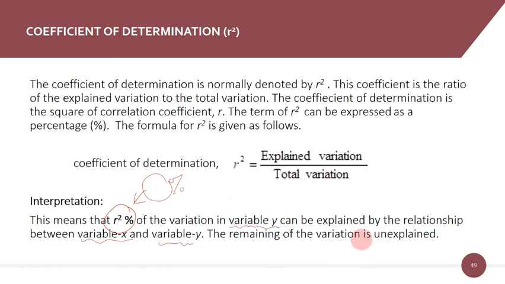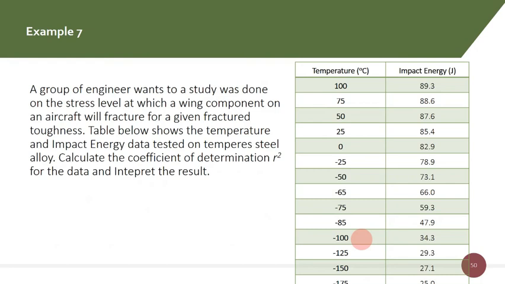Okay, let's look at the example. Example 7. A study was done on the stress level at which a wing component on an aircraft will fracture for a given fracture toughness. The table below shows the temperature and impact energy data tested on a tempered steel alloy. Calculate the coefficient of determination R squared for the data and interpret the result. So this is your value of X and this is your value of Y.